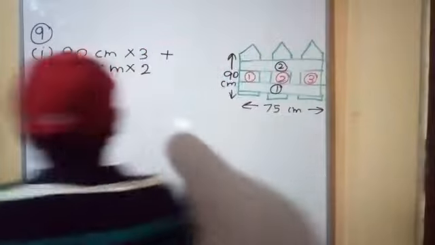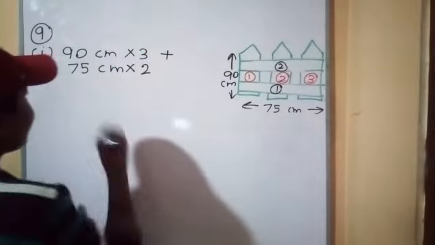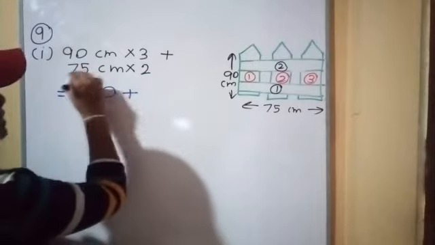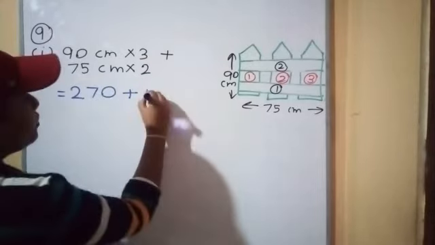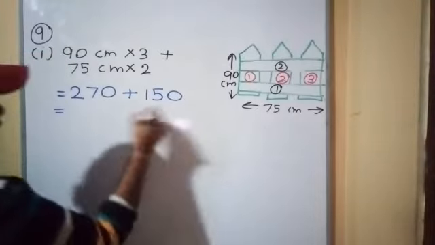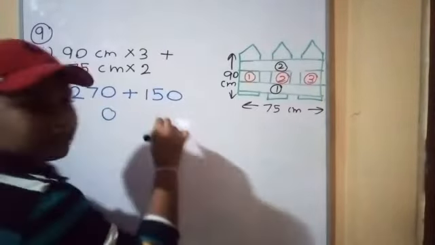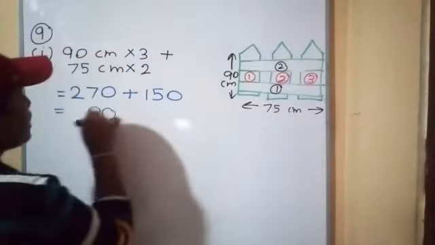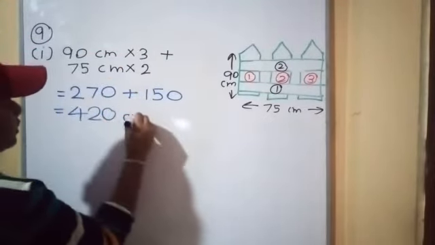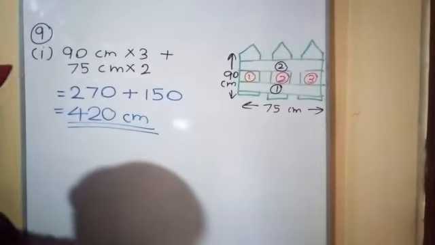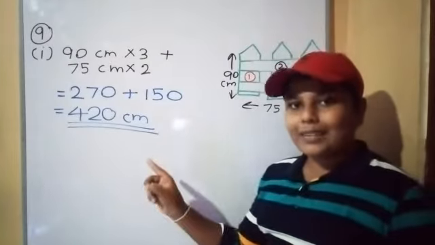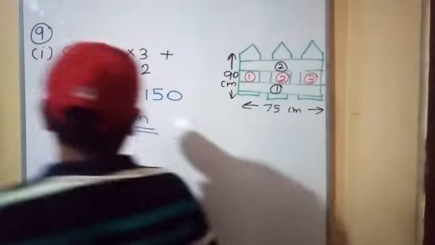90 centimeters multiplied by 3 is 270. Now plus 75 multiplied by 2, which is 150. What's the answer? 0 plus 0 is 0. 7 plus 5 is 12. Carry 1: 2 plus 1 is 3, plus 1 is 4. 420 centimeters is the answer.